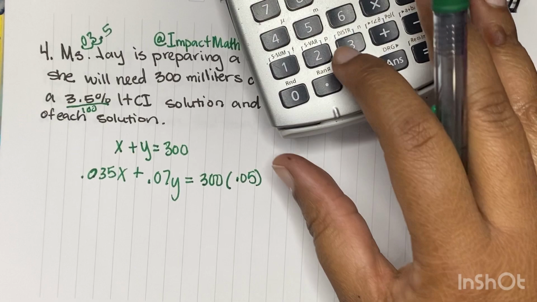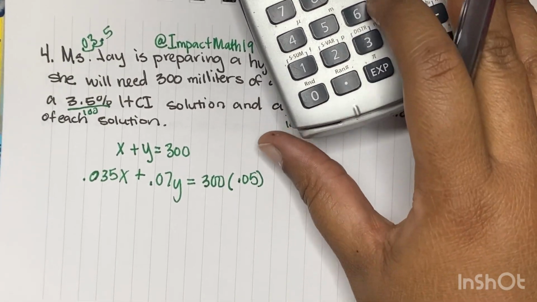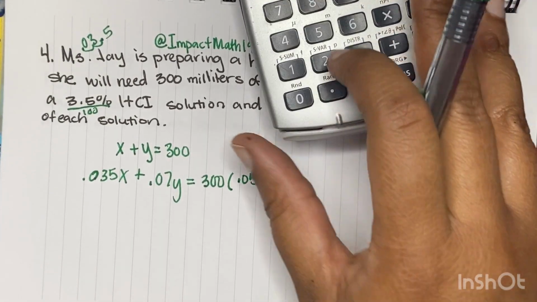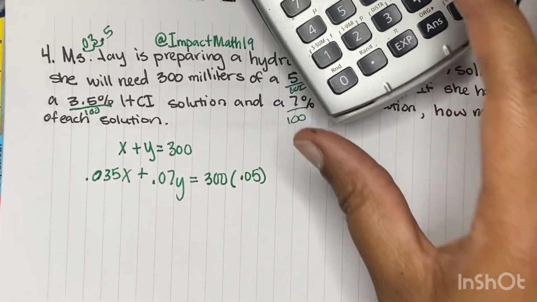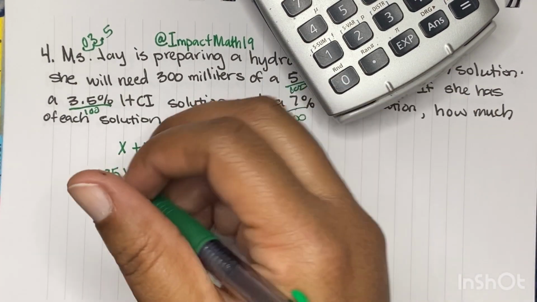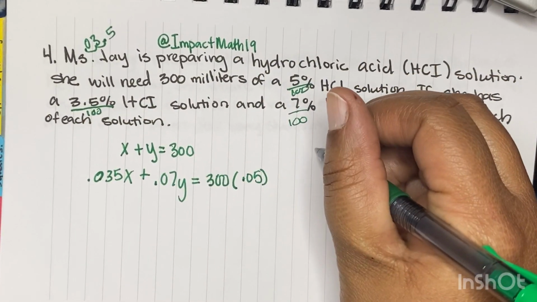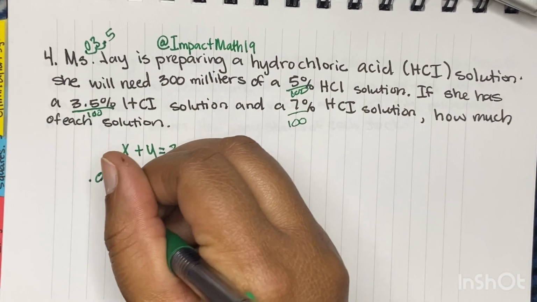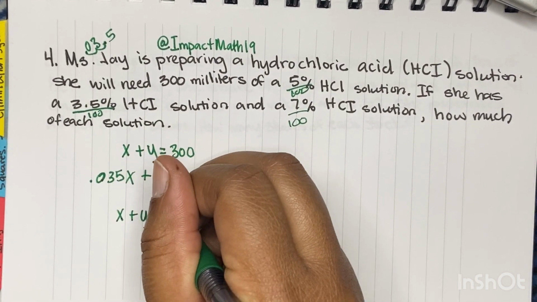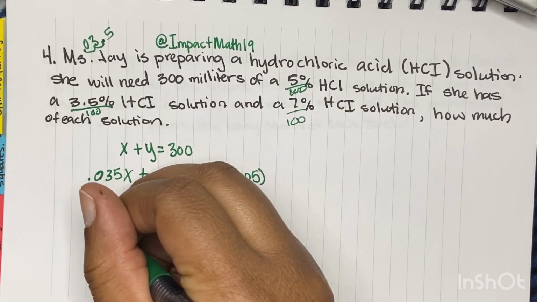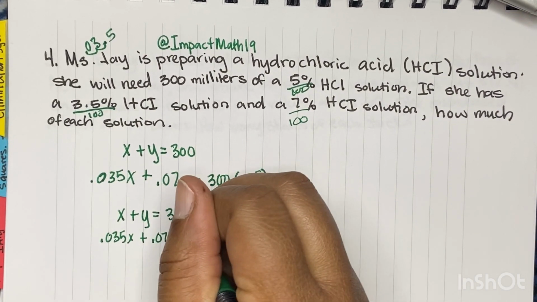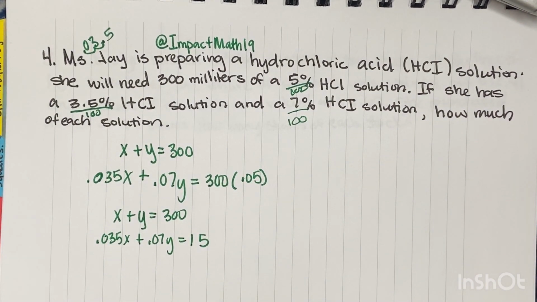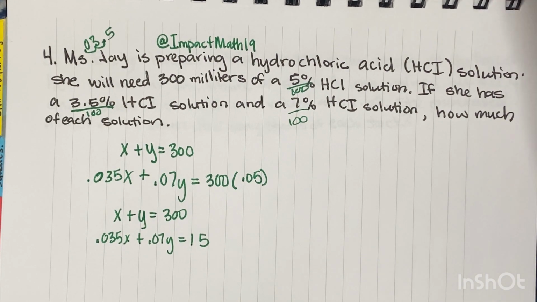So 300 times 0.05 is going to give us 15. So we can rewrite this as x plus y equals 300. Then we have 0.035x plus 0.07y equals 15. All right, we're going to use the substitution method because we haven't learned the elimination method yet.